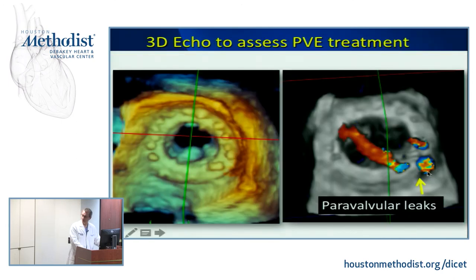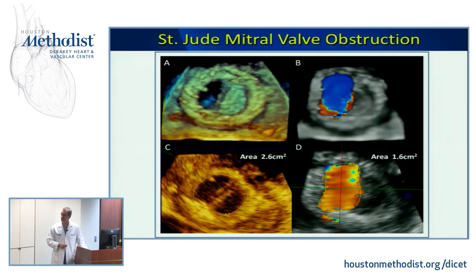But he did not get away without scarring. So he has three distinct paravalvular jets after his infection. It chewed up a little of his annulus. He does not have hemolysis. He's not in heart failure, so we're just aware of him.